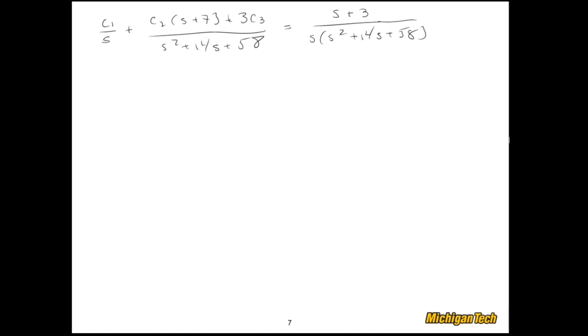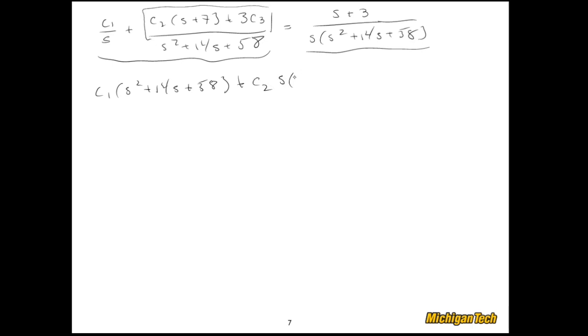So what we have to do is figure out what C1, C2, and C3 are. And the way we can do it is take this expression and get it back into that denominator. So we'll take C1, multiply it by S squared plus 14S plus 58 plus this numerator times S. And I can write that denominator in there now.